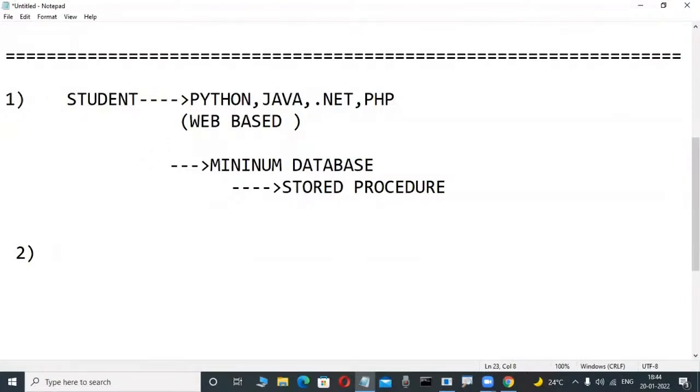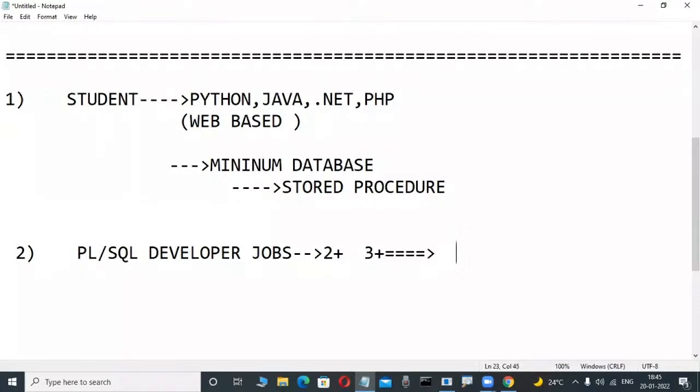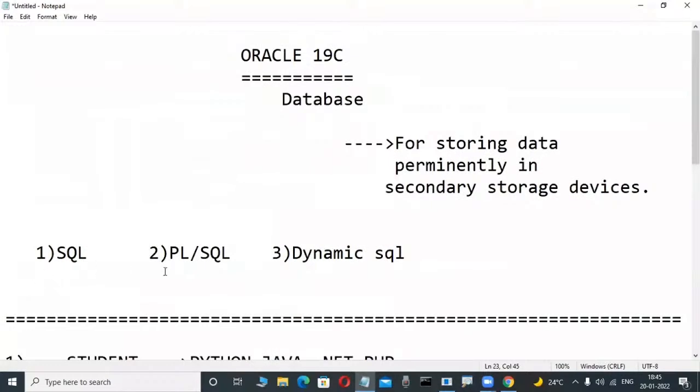Then those persons are applying for PLSQL developer jobs in companies, without any knowledge of Java, .NET, or front end, maybe as non-technical persons without very good programming skills. PLSQL developer jobs are there. A gap of two, three years may be there, maybe three plus years. Those persons are in our course, learning only for PLSQL developer purposes.